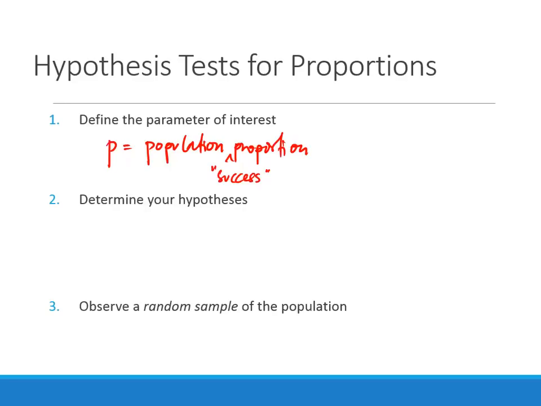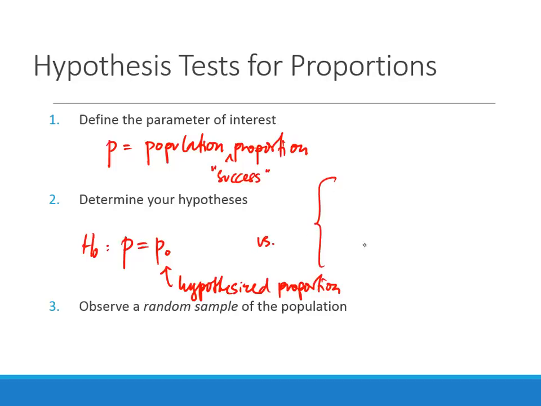So then our hypotheses are slightly different, but very similar to what we've done before. We still need a null hypothesis, H0, and that will always be that our population proportion is equal to some hypothesized value. So this is my hypothesized proportion. My alternative hypothesis will be one of three things again, and exactly what you expect. It's either less than my hypothesized value, greater than my hypothesized value, or not equal to this hypothesized value.